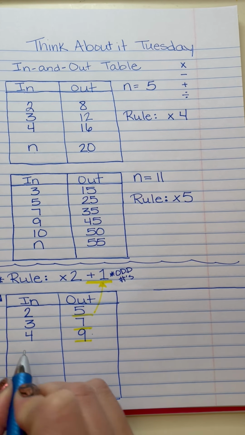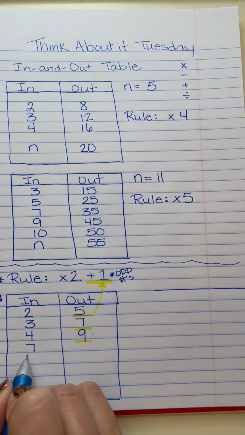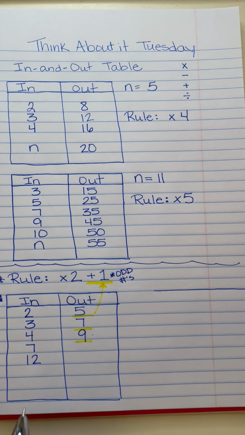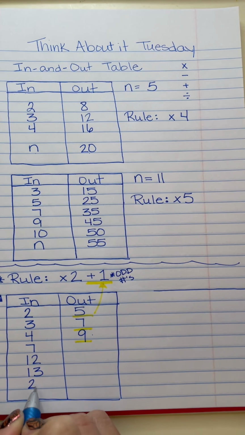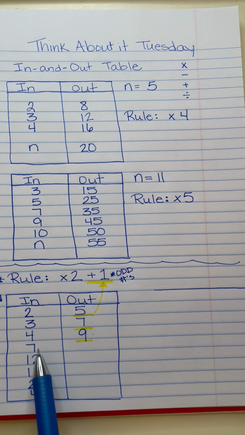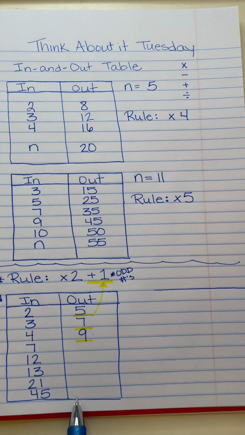So I would like you to do the number 7. I would like you to do the number 12. I would like you to do the number 13. 21 and 45. Okay, so you're going to work with these numbers and you are going to multiply by 2, add 1 to get your output.